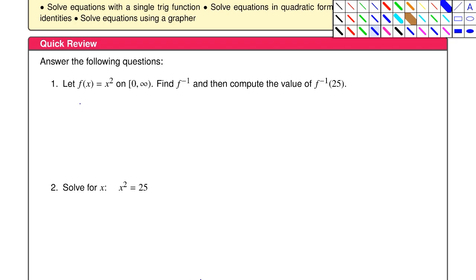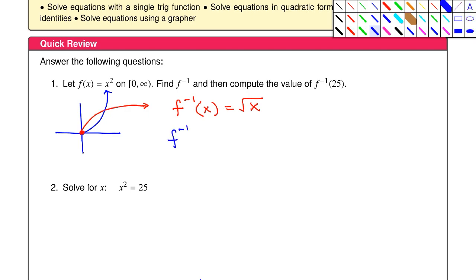So, if we have the function here, that is the semi-parabola, because it's only on the right side, then we know that the inverse is the reflection over the y equals x line. And so the inverse is f inverse of x is equal to the square root of x. And then the question is, what is f inverse of 25? Well, f inverse of 25 would be the point on the curve where x is 25, and that's the square root of 25, which is equal to 5.